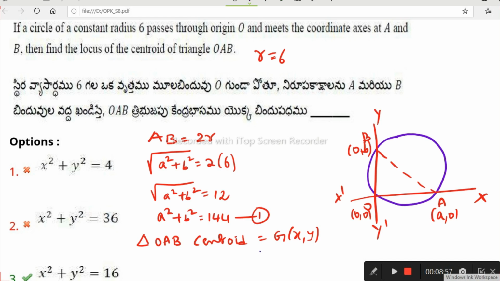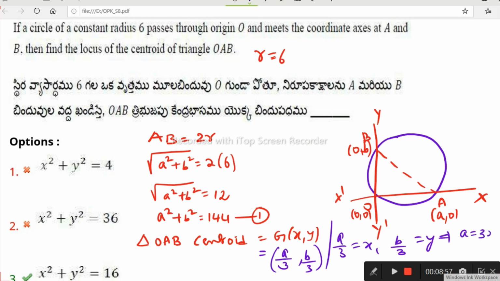That is equal to, by the formula you know, the x coordinate of OAB is 0 plus a plus 0, that is a by 3. The formula of the centroid you already know, so I am directly writing it. The y coordinate is 0 plus 0 plus b, that is b by 3. So a by 3, b by 3 is equal to (x, y). That is, a by 3 is equal to x and b by 3 is equal to y. From this, what are a and b? a is 3x and b is 3y. Okay? Since we need the locus, a and b values are in terms of x and y: 3x and 3y.